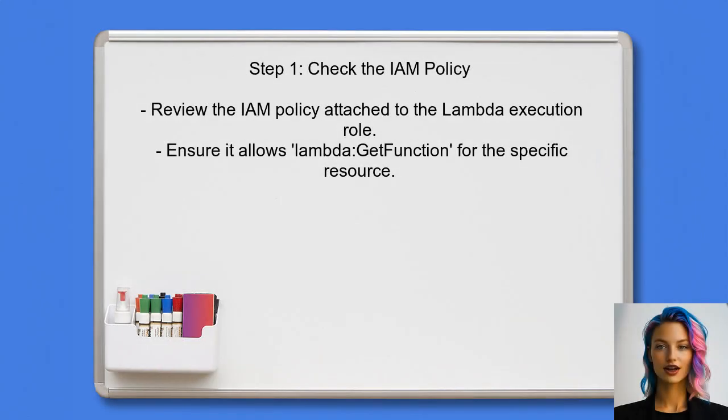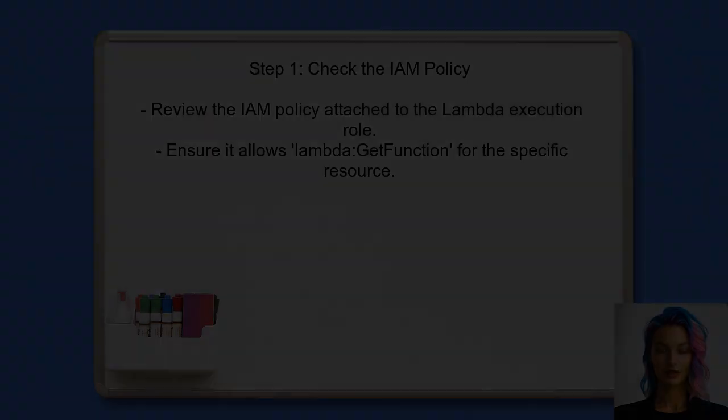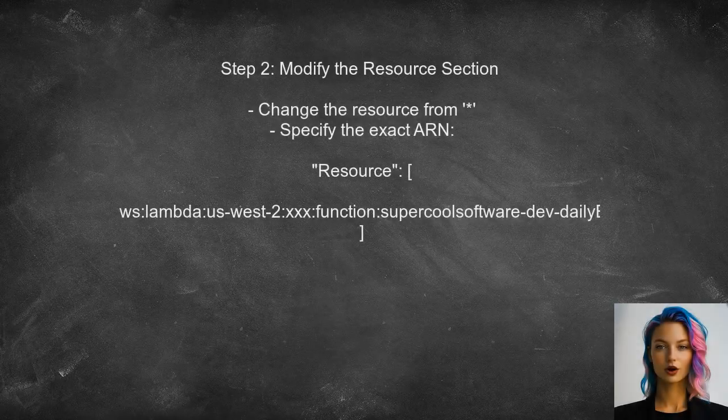To resolve the access denied issue, the user should first check the IAM policy attached to the Lambda execution role. The current policy allows the action lambda:GetFunction, but may not be sufficient for the specific resource. Next, the user should modify the resource section of the IAM policy. Instead of using an asterisk, which allows access to all resources, specify the exact ARN of the Lambda function that needs to be accessed.